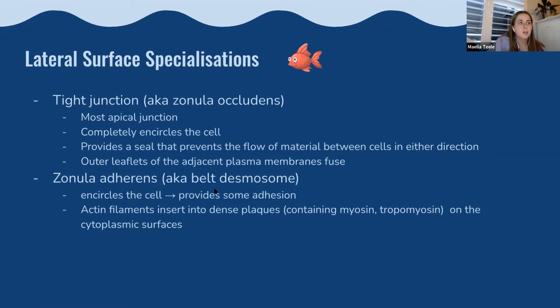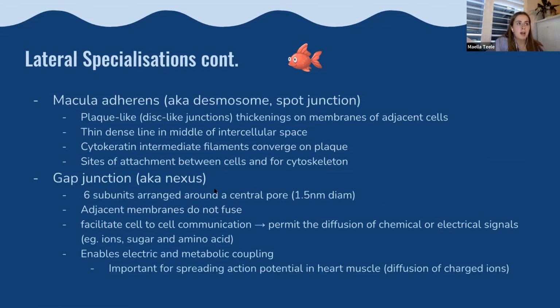Next up, we have the macular adherens, which are also known as spot junctions and also known as desmosomes. So these are thickenings on the membranes of adjacent cells that you can see. They have a thin, dense line in the middle of the intercellular space, and they're a site of attachment between cells and their cytoskeleton.